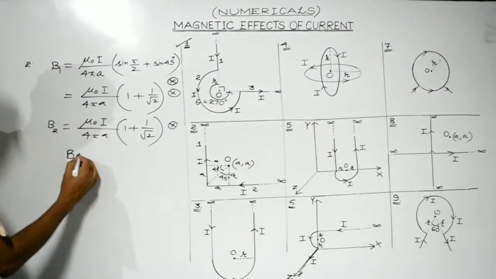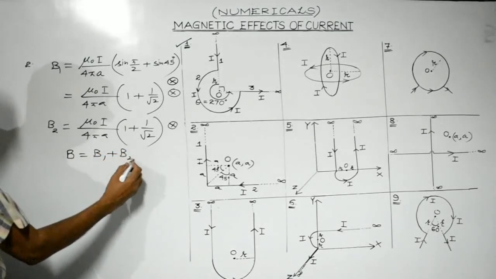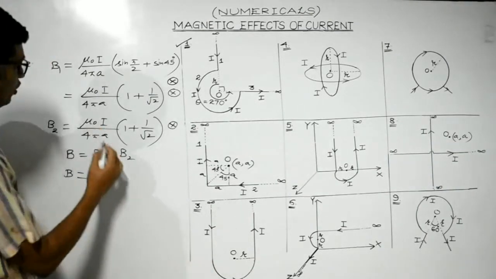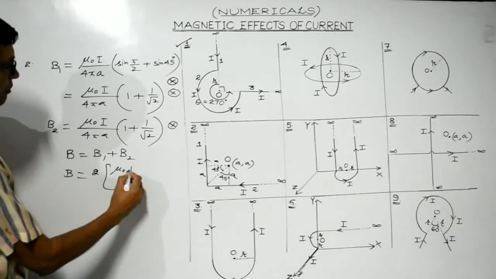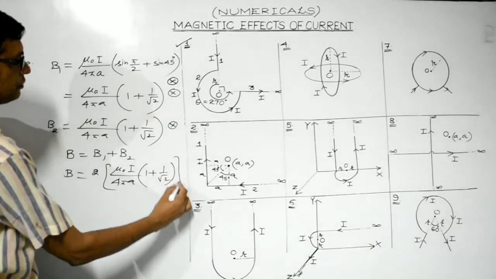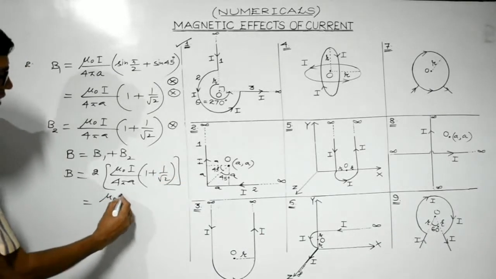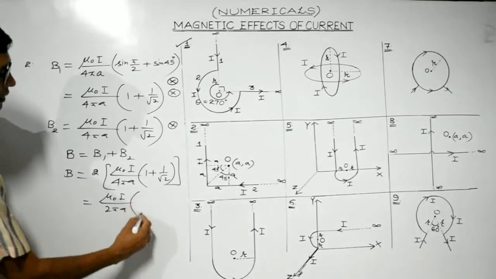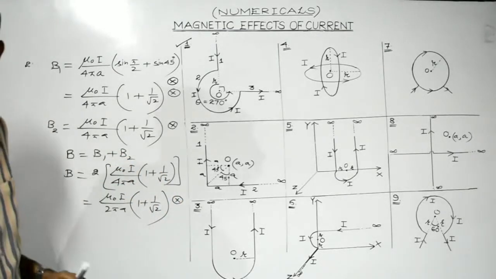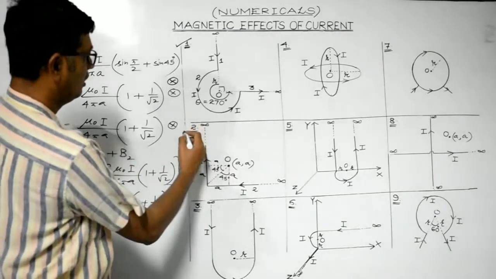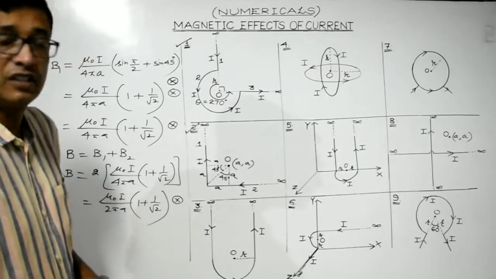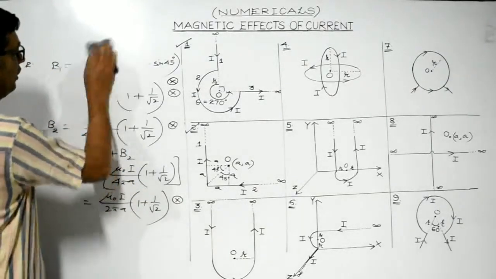So net magnetic field, it will be equal to B1 plus B2. So substitute this value B1 and B2, both are equal, it will become twice. So we get twice mu naught I divided by 4 pi A (1 plus 1 by root 2). So that in turn will give us mu naught I divided by 2 pi A (1 plus 1 by root 2) and directed inwards. Clear, students? So we are over with question number 2 as well, right? Let's proceed further. Let's proceed to question number 3.